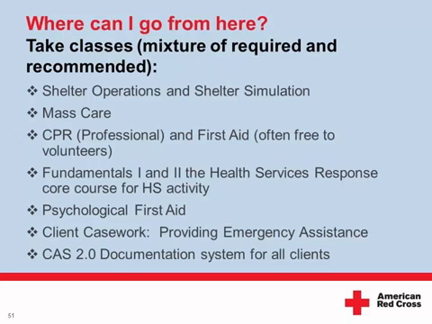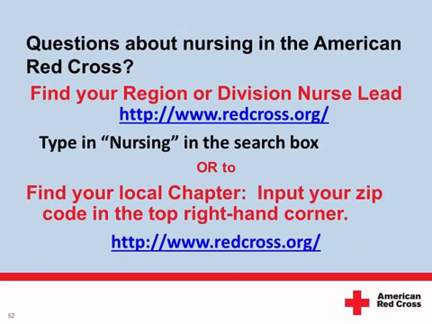So to come to the conclusion here, what do you do if you have questions? How do you do this? Well, there's a couple ways you can find help. You can go to redcross.org and type nursing in the search box, and that will take you to a page with access to resources. Or you can just go to your local chapter and input your zip code in the top right-hand corner at www.redcross.org, and that will tell you where the local chapter is, and you can get connected that way. The application to become a volunteer is online.